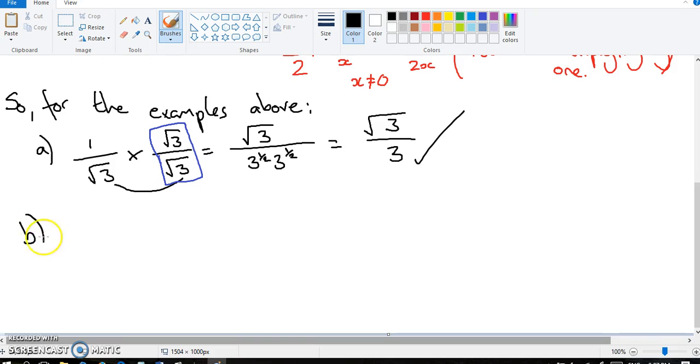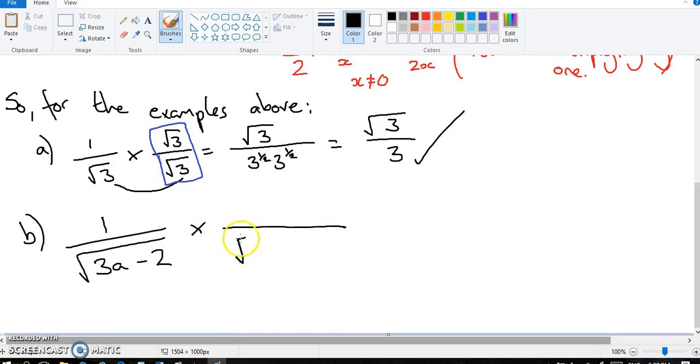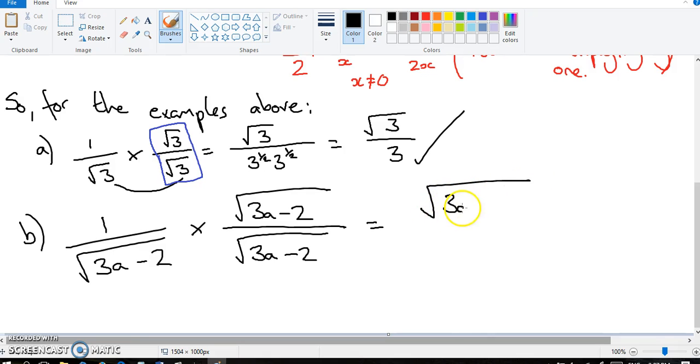So we have b, we have 1 over the square root of 3a minus 2. And then I'm going to do exactly the same. I'm going to multiply by the root of 3a minus 2 on the bottom and the root of 3a minus 2 on the top, which gives me the root of 3a minus 2 over, then this times this is just the thing itself. So 3a minus 2. And again, I have a rational denominator here.